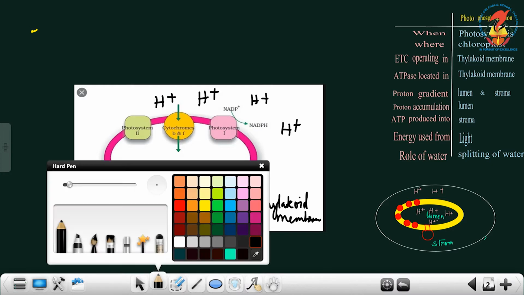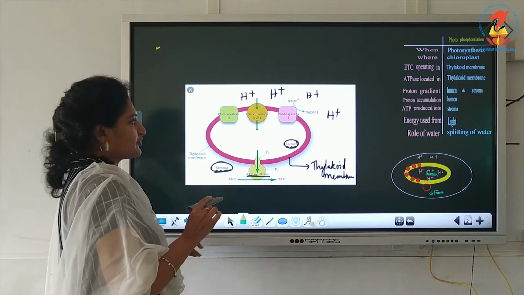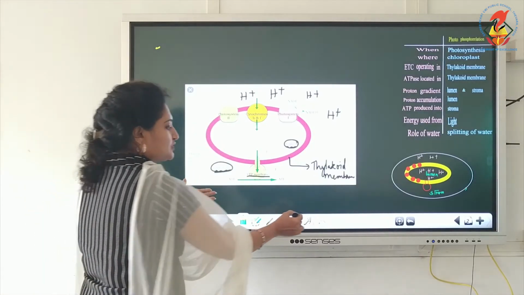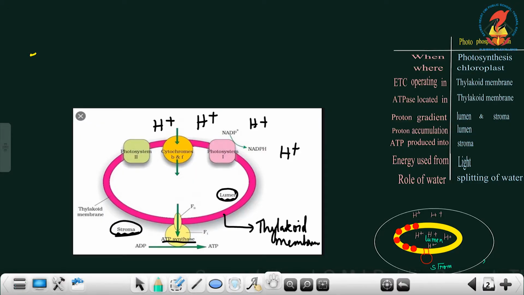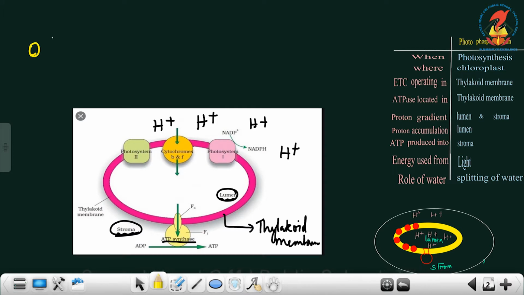Another modification is I am going to incorporate the non-cyclic photophosphorylation. Only parts of the non-cyclic photophosphorylation are shown in this picture. So I am going to incorporate the entire NCPP. And while I am incorporating it, I will just describe it once again.